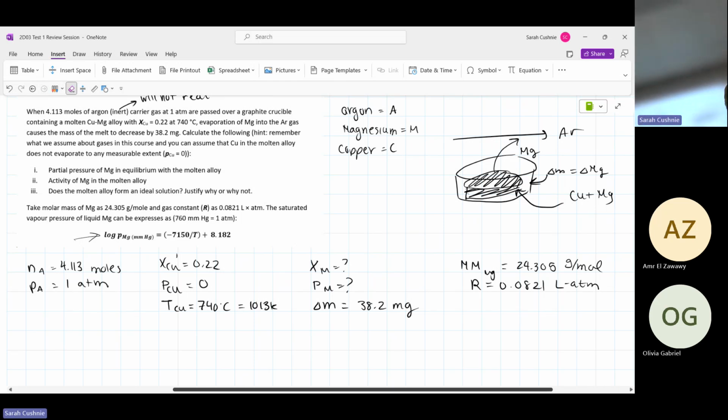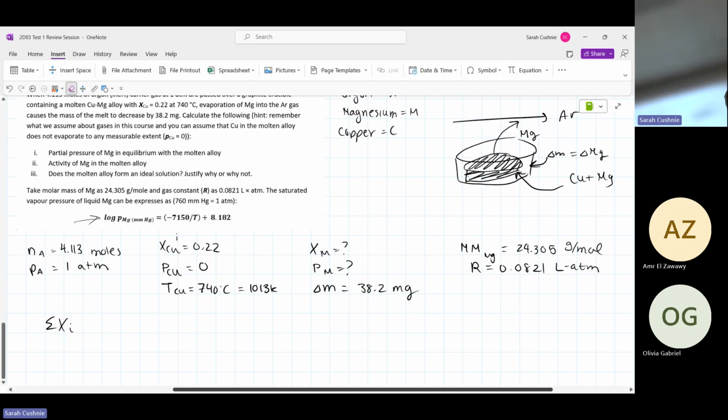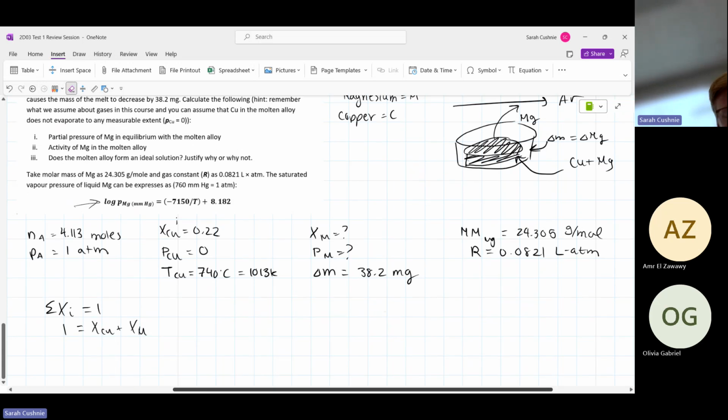So I'm going to start by saying this is initial. The first thing is, how much magnesium do we actually have at the start? We know that we only have magnesium and copper in the molten alloy at the start, right? So the sum of the mole fractions of the components is equal to 1. So 1 is equal to xCu plus xM. I guess I turned it to Cu and then M said Mg, but I'm leaving it. Which is equal to 0.22 plus xM. We can get xM is equal to 0.78. I'm just going to put that in here because that might be helpful later. Is it actually going to be helpful? I could not tell you.